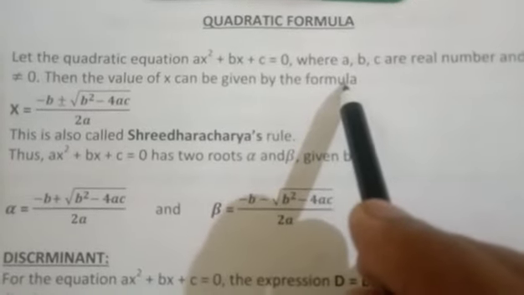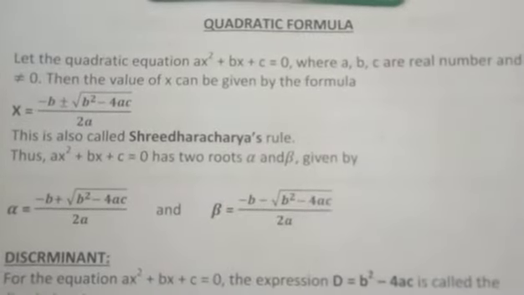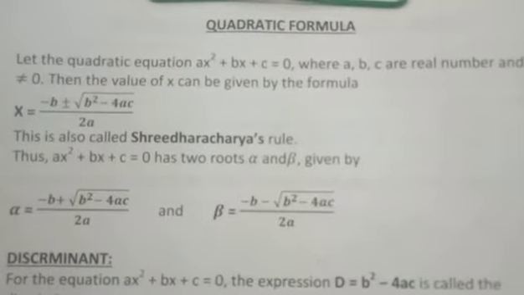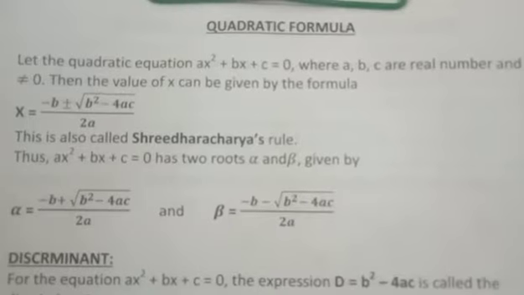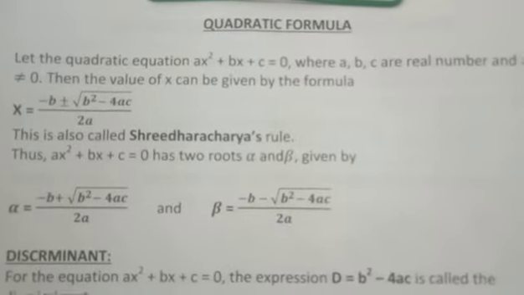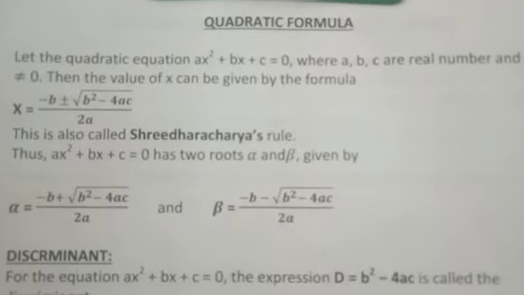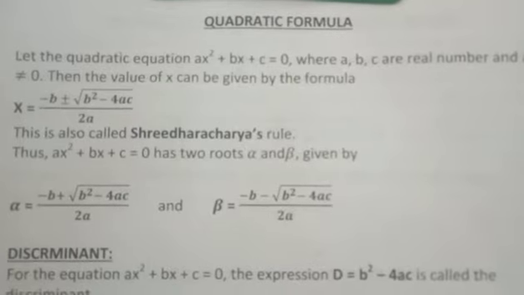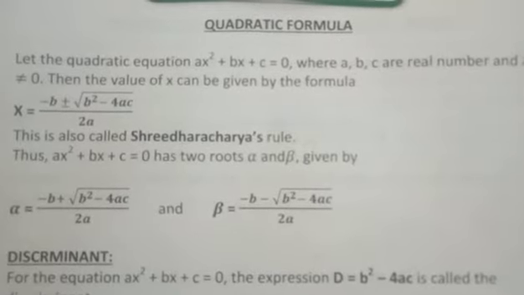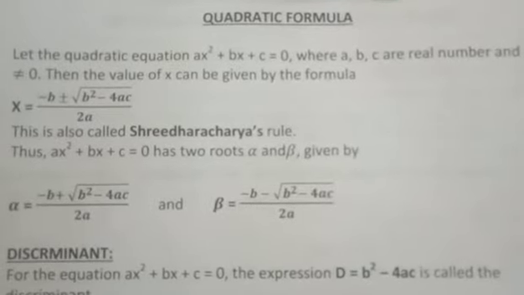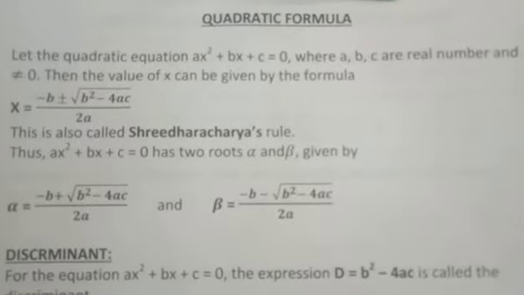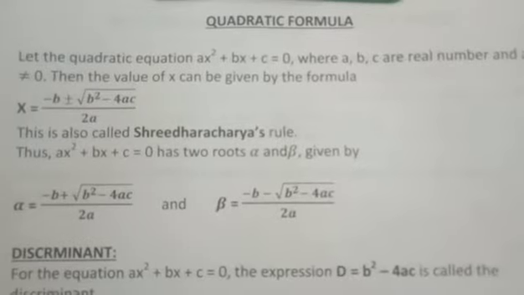Now here I am going to explain a formula. Till now we have discussed two methods. Method number one was the factorization method. In the last class I explained the method known as completing the square method. Today I am going to explain you the method that is quadratic formula.